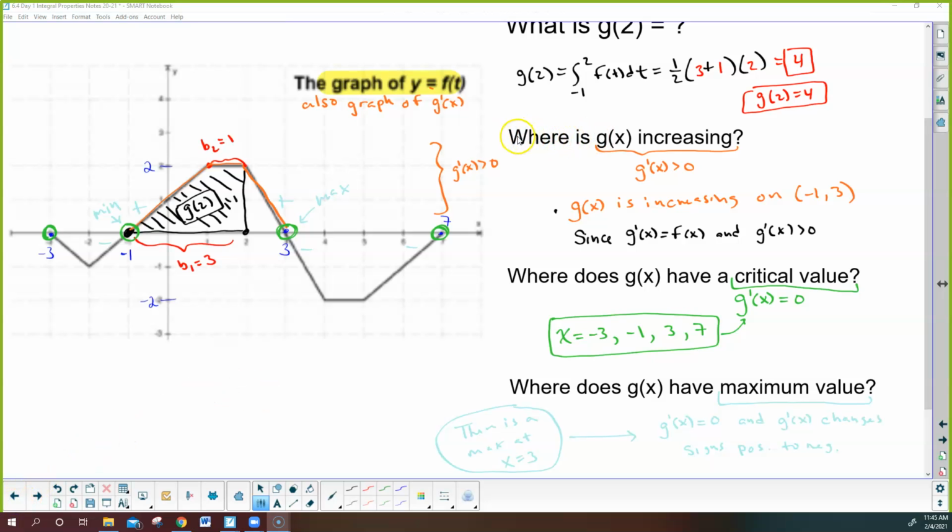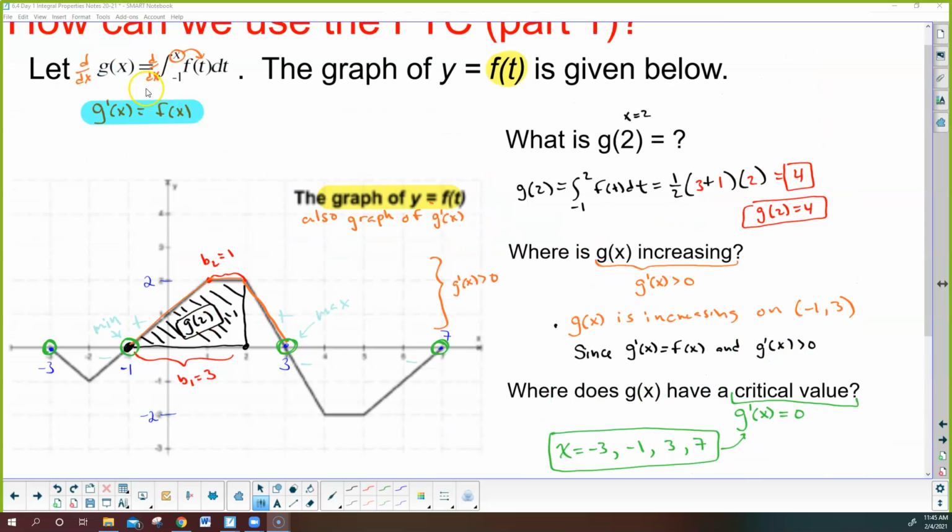So the important thing to note on these 3 problems is we could not have solved these 3 problems until we made this connection right here. We had to figure out how did G relate to the graph that was given, right? And it was the derivative of G was f of x. So that told us that this graph was the graph of G prime.